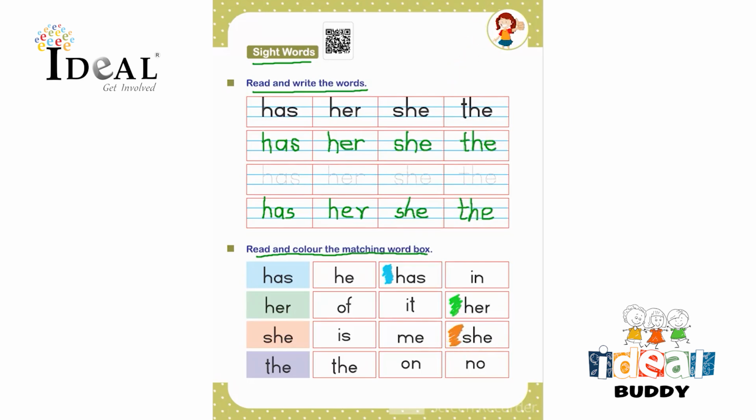And after that the last word is the. So the, on and no. So they have to color the correct matching box. After that let them go through the words again, let them read it again. Please don't make them do any sort of rote learning.